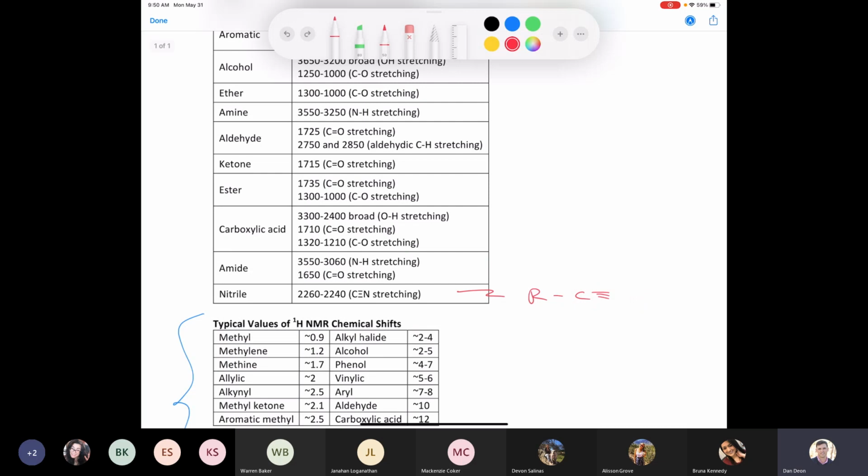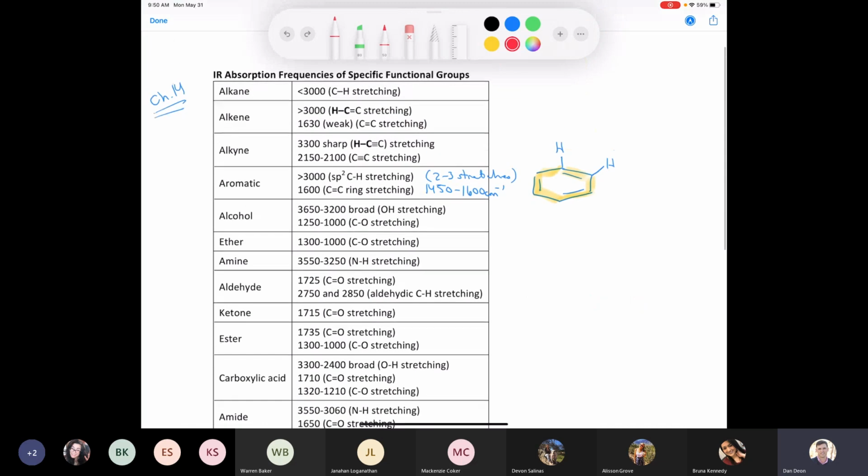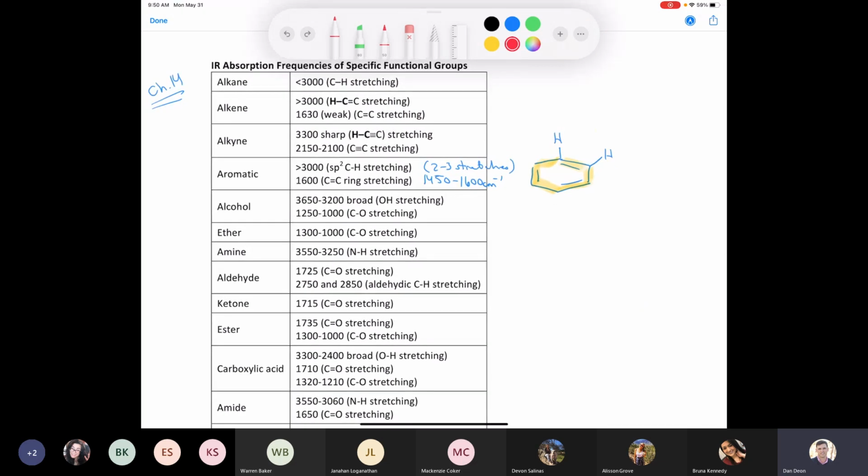Okay, so that covers all of the different absorbances in this table. Again, I will give you this table for your quiz.